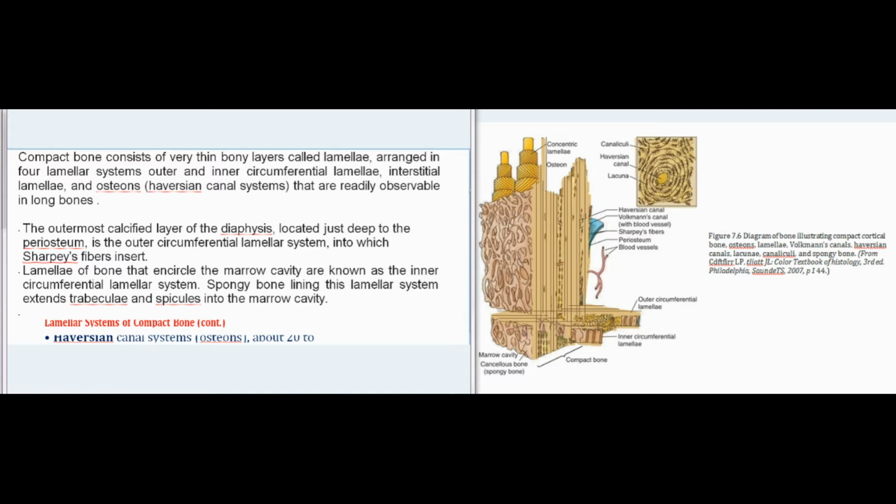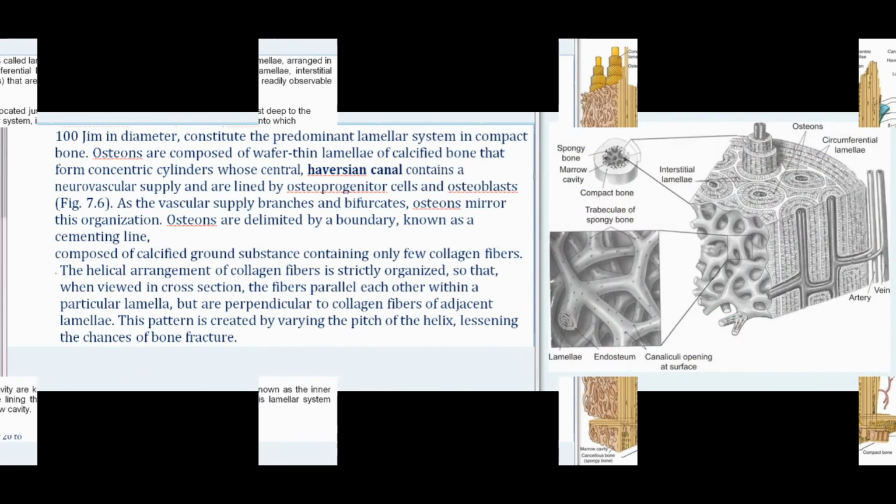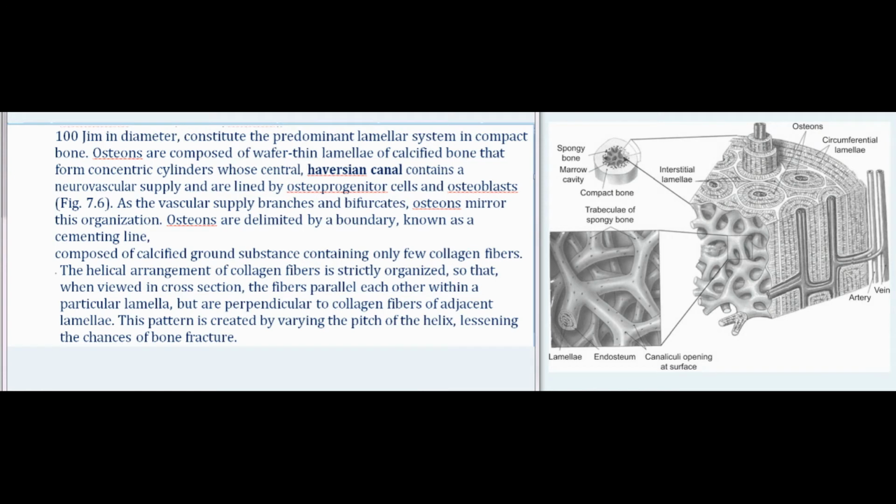Lamellar systems of compact bone, continued. Haversian canal systems, osteons, about 20 to 100 µm in diameter, constitute the predominant lamellar system in compact bone. Osteons are composed of wafer-thin lamellae of calcified bone that form concentric cylinders whose central Haversian canal contains a neurovascular supply and are lined by osteoprogenitor cells and osteoblasts, Fig 7.6.